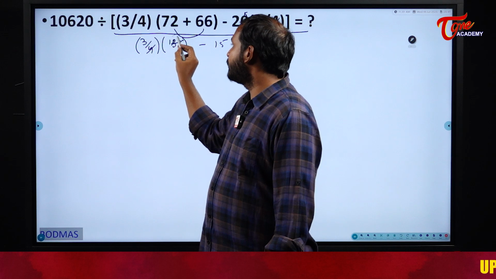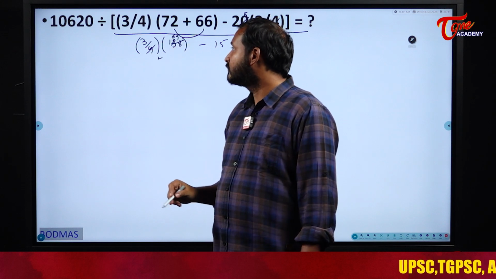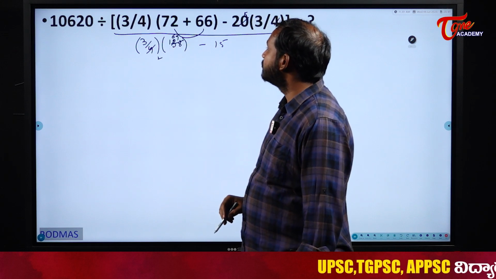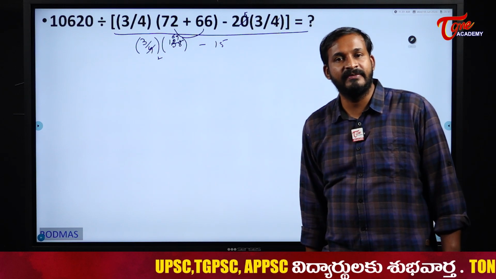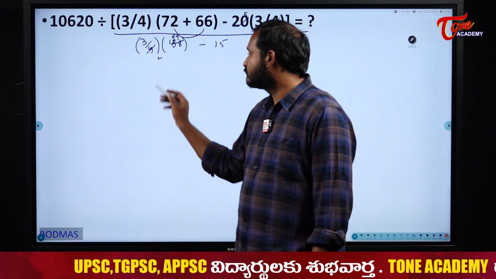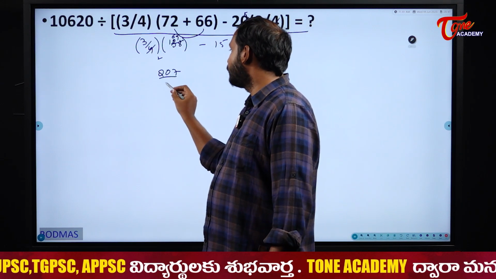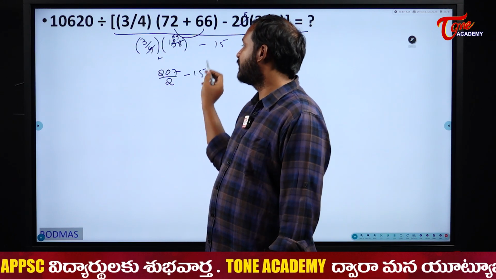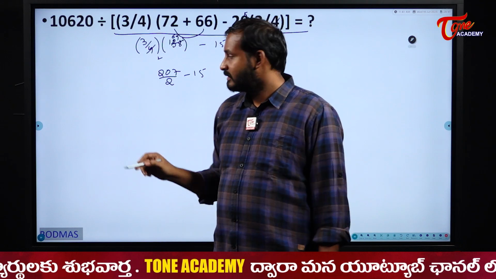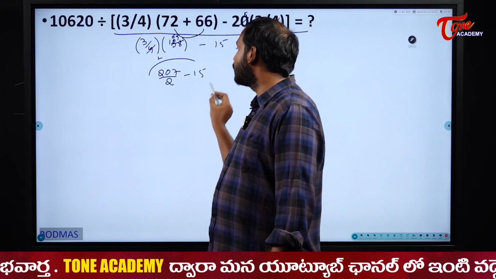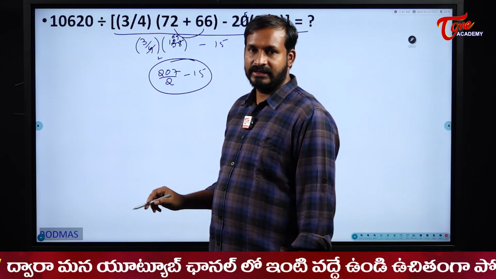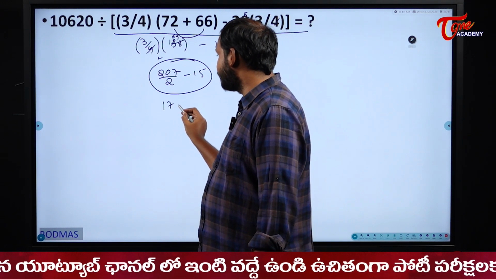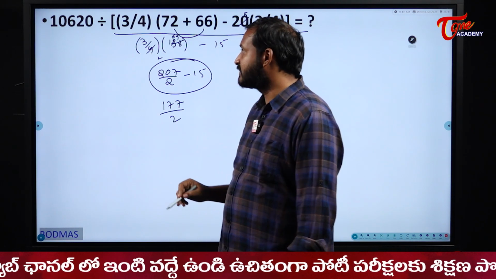Sorry, 69 by 2. Okay, it becomes 69 by 2. So 69 3s are 207 by 2, minus 15. This will become 207 by 2 minus 15. So this overall will become what now, tell me? 207 minus 30 by 2, right? It becomes 177 by 2.